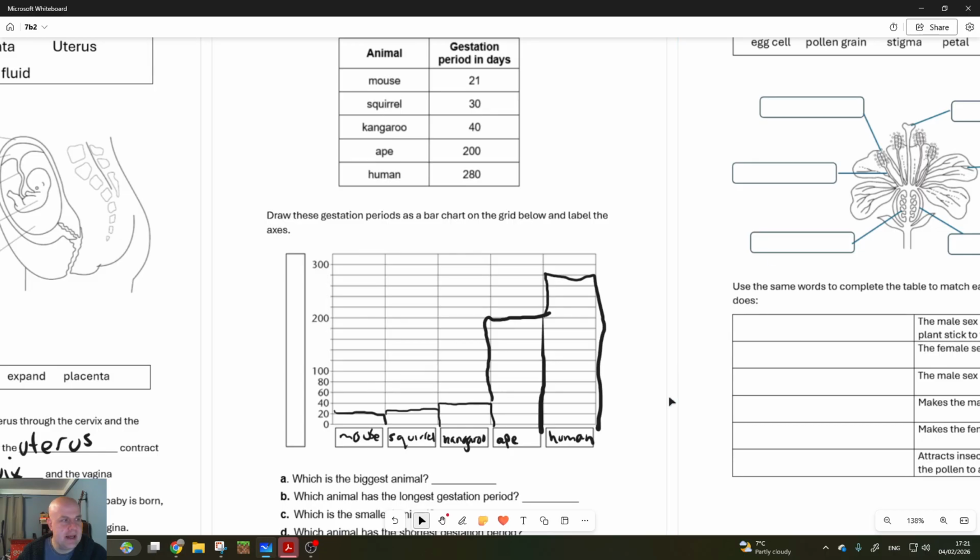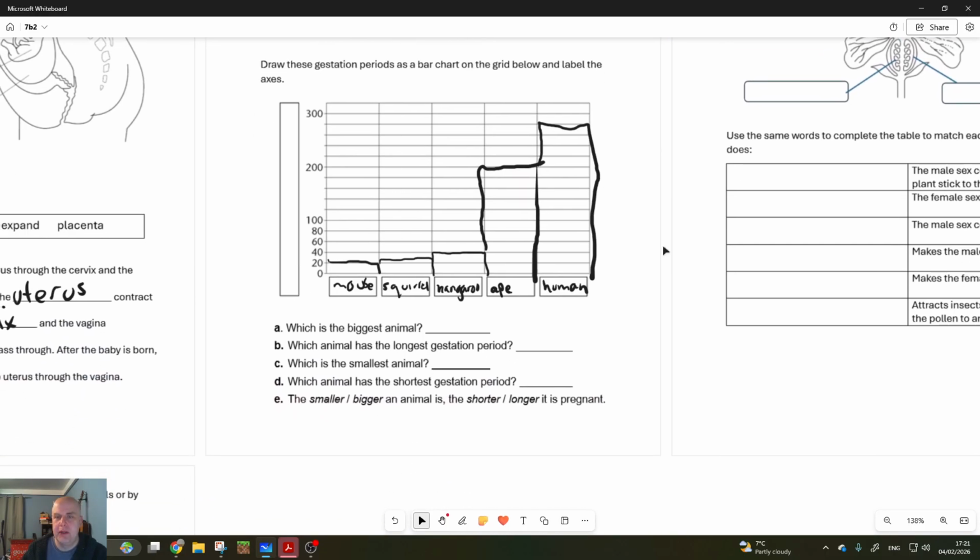Now, it says, which is the biggest animal? That's a human, as far as I'm aware. I mean, when we talk about apes, I don't think we're talking about gorillas and stuff. They're bigger than humans. And kangaroos, surprisingly, while large kangaroos can be bigger than the average person, on average, people are bigger. Okay, which animal has the longest gestation period? Human. Which is the smallest animal? Mouse. Which animal has the shortest gestation period? Mouse. And basically, the smaller an animal is, the shorter it's pregnant. Now please note, if you'd said it, the bigger the animal is, the longer it's pregnant, also fine.